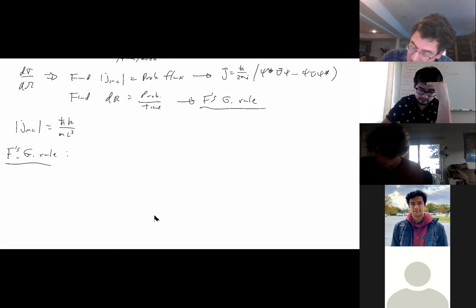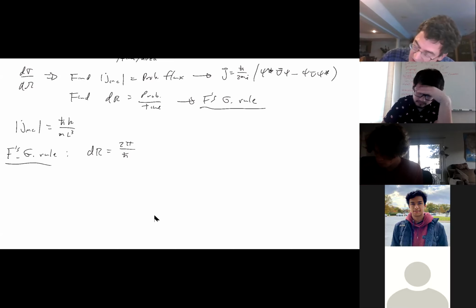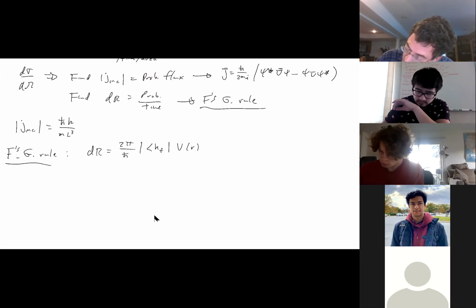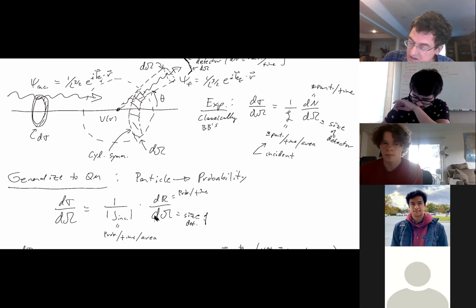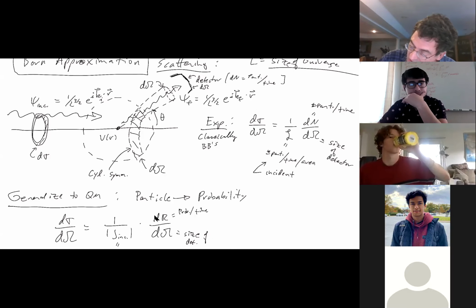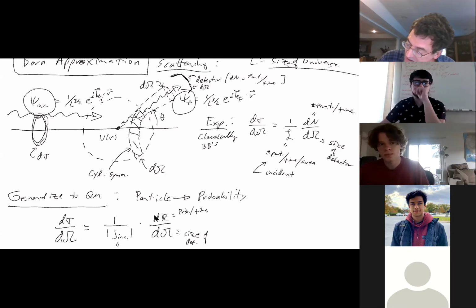we have that dR is equal to the constant 2 pi over h bar times the matrix element squared, where the matrix element is basically the perturbation, which is the scattering potential, which links the initial and final states, which are momentum eigenstates in this case. I just want you to remember the incident and final state. Here I have them. That's the incident state, and that's the final state there.